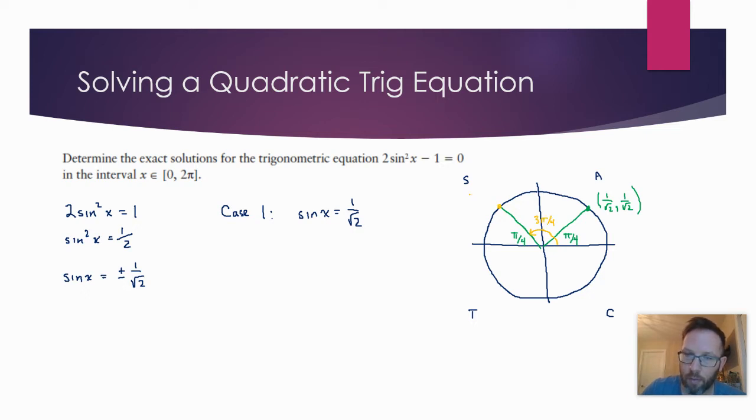And this corresponds to the point negative 1 over root 2, 1 over root 2. So we're making use of our unit circle and the cast rule there. Get back to my blue pen here.